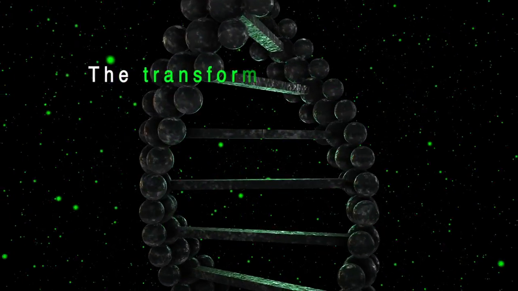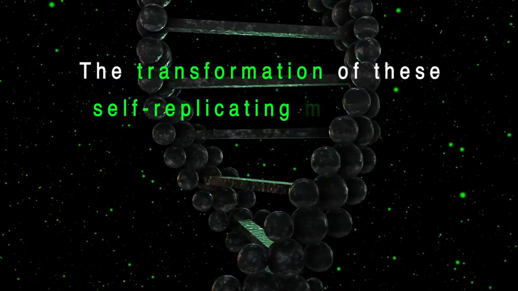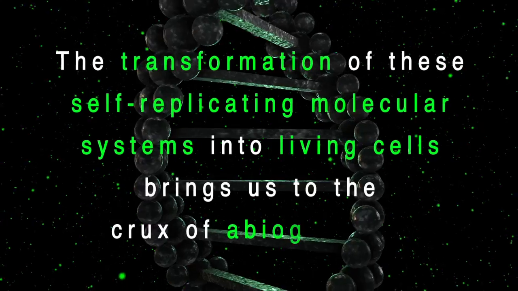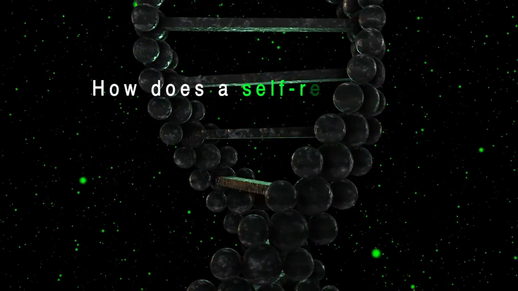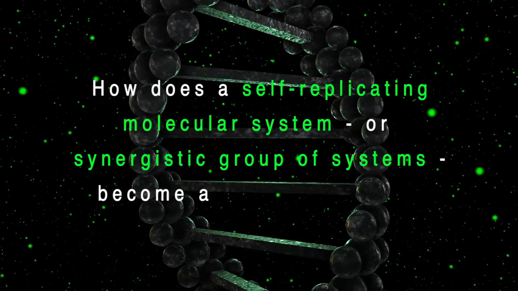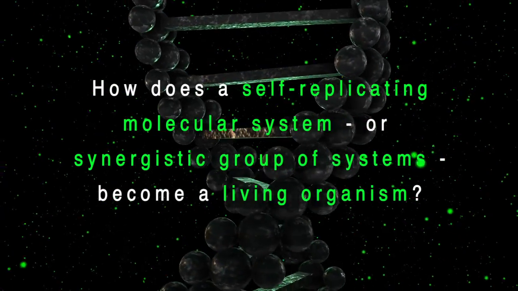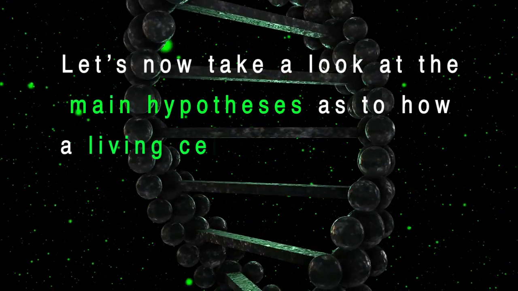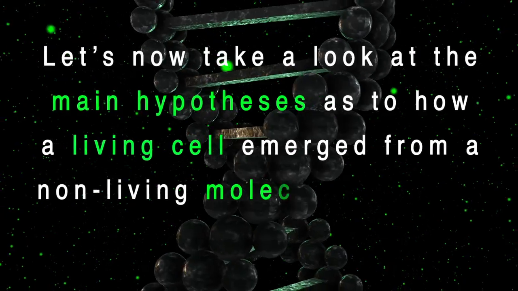The transformation of these self-replicating molecular systems into living cells brings us to the crux of abiogenesis. How does a self-replicating molecular system or synergistic group of systems become a living organism? Let's now take a look at the main hypotheses as to how a living cell emerged from a non-living molecular system.